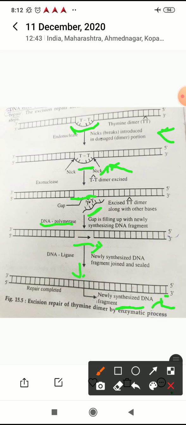So these are the methods to see the mechanism of DNA repair. These methods can be asked in the examination. Out of these, at least two methods: excision repair or dark repair, then photoreactivation, and source repair. So these three methods we have studied in brief, and this completes the topic DNA damage and repair.